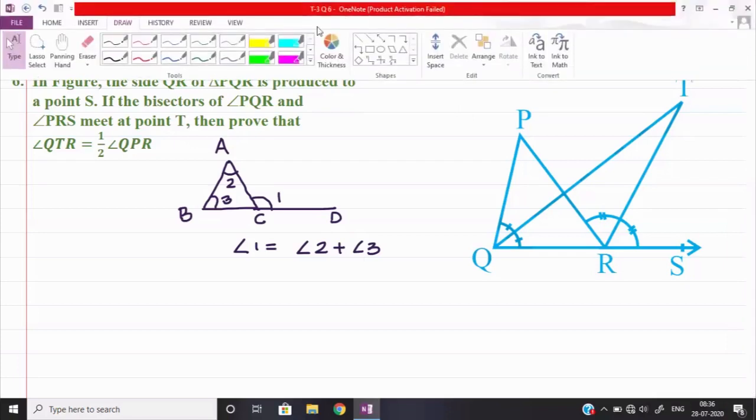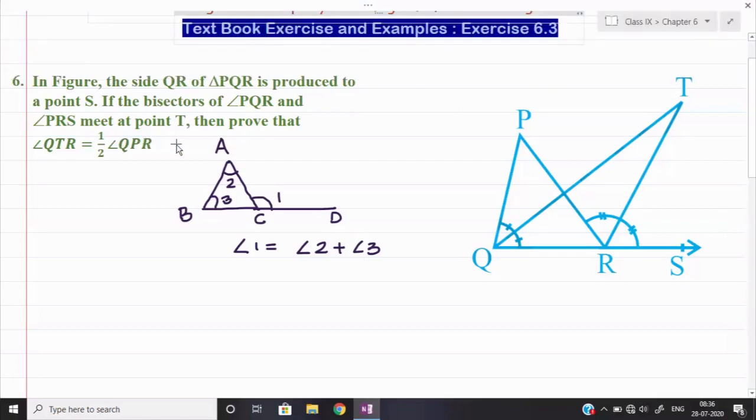So now let us see how we can solve the question over here. First of all, let me rub this one.